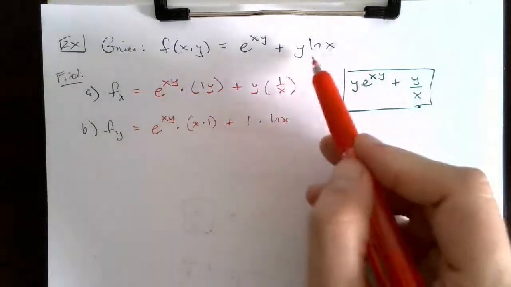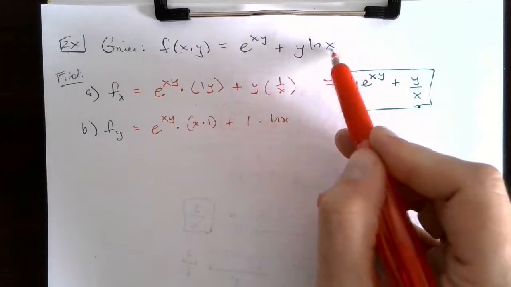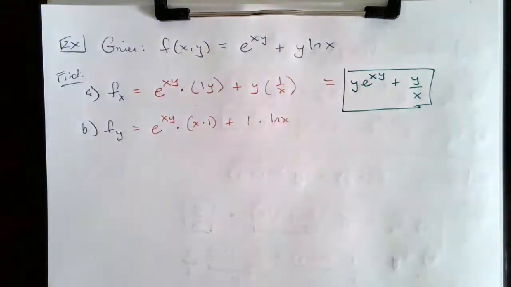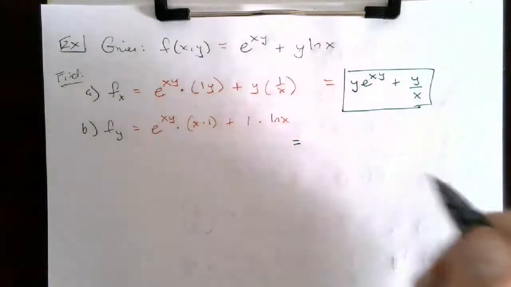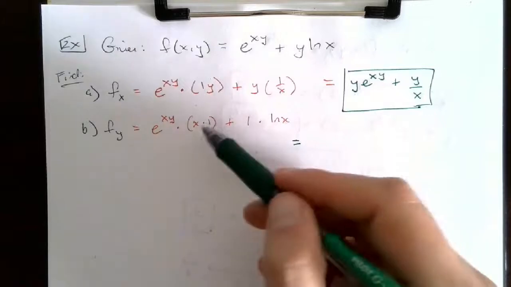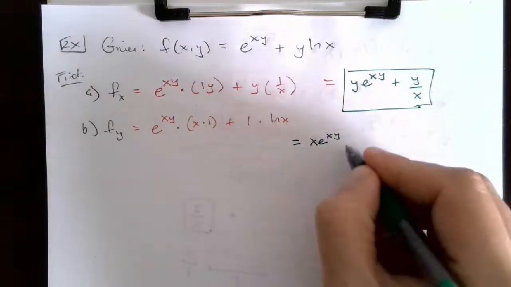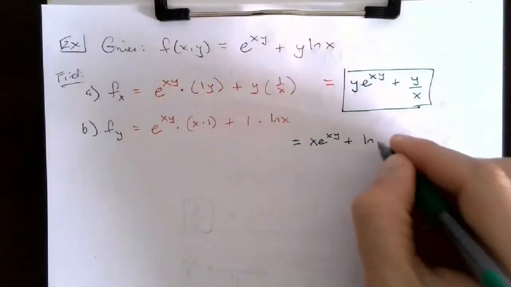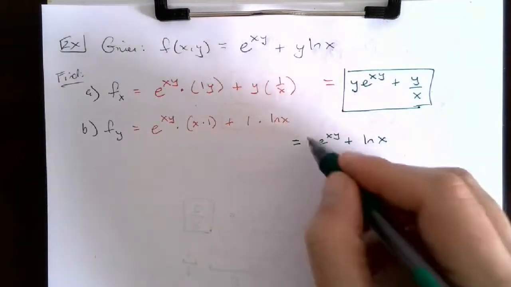So it's important to know you're not doing a product rule on here because these are functions of different variables. If this also had y's in it, then you'd be doing a product rule on this. You couldn't just pick the pieces apart. So once you've done this, this will be equal to e to the xy times x times 1 is just x e to the xy, plus here we've got 1 times natural log of x is just natural log of x, and then we leave it at that.